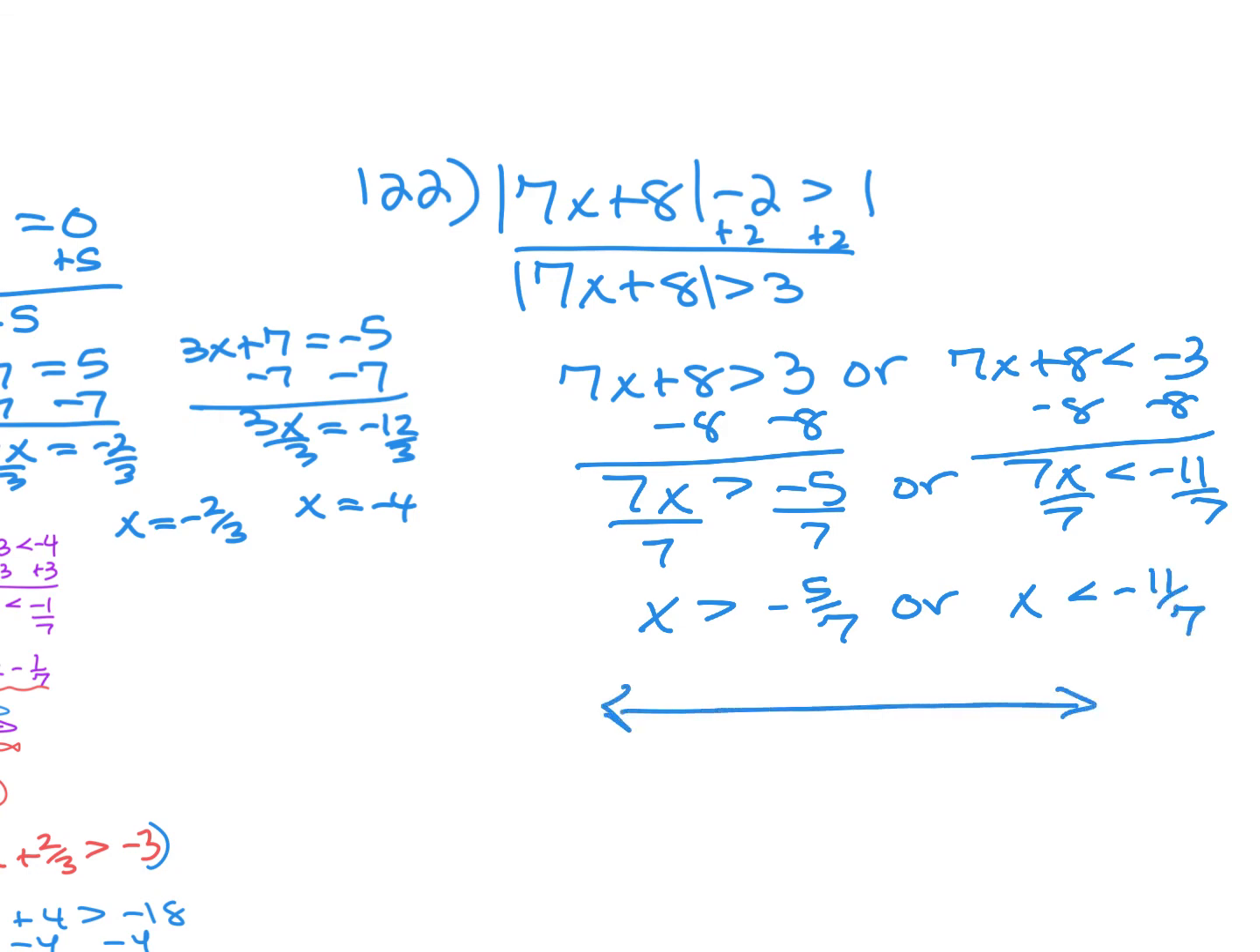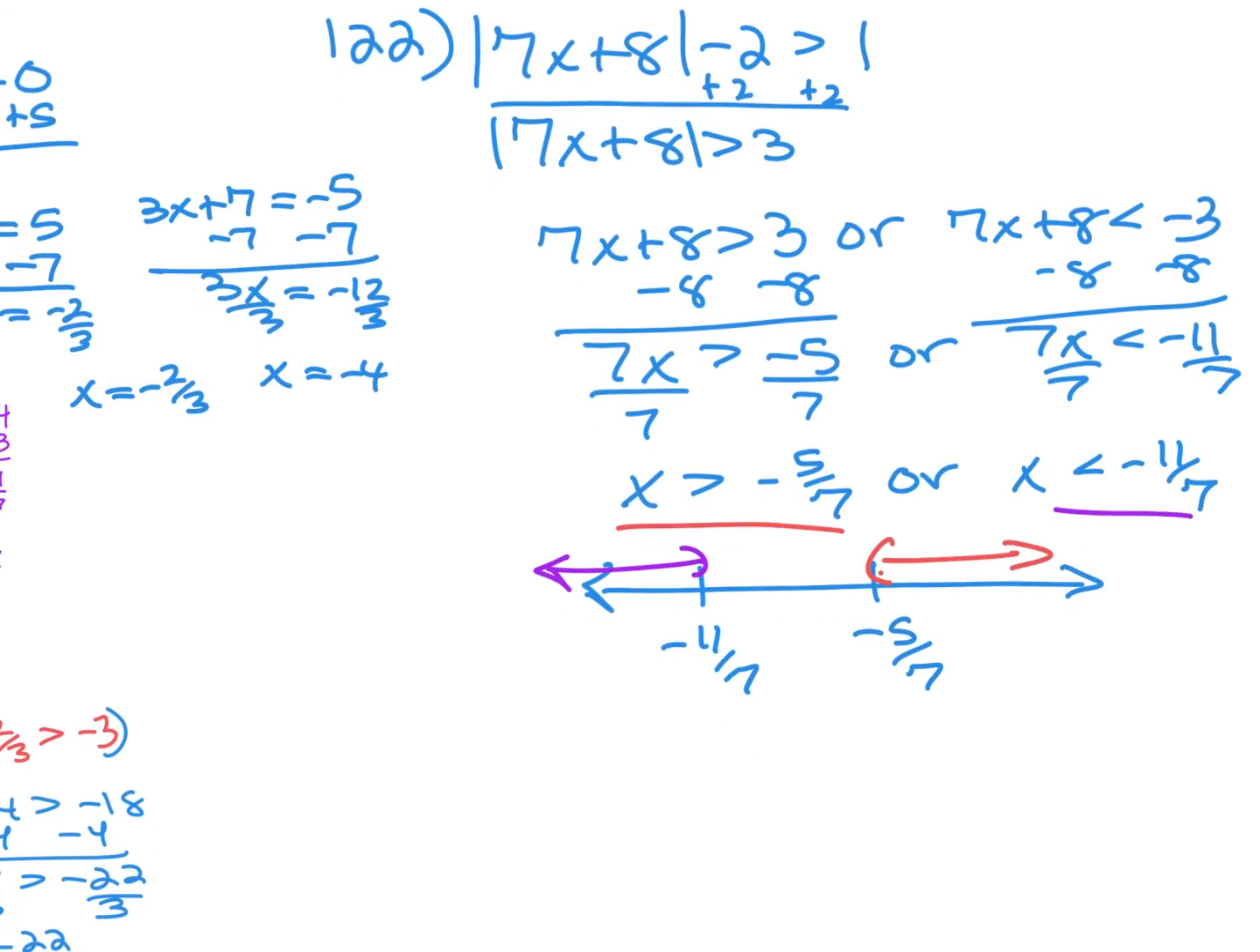So again, on the graph, we'll put the negative 11 over 7 here, and then the negative 5 over 7. When I graph this one, it's going to be all numbers that are greater than negative 5 over 7, and this one, all numbers less than negative 11 over 7. So in interval notation, again, negative infinity here, infinity here. So negative infinity up to negative 11 over 7, unioned with negative 5 over 7 to infinity.